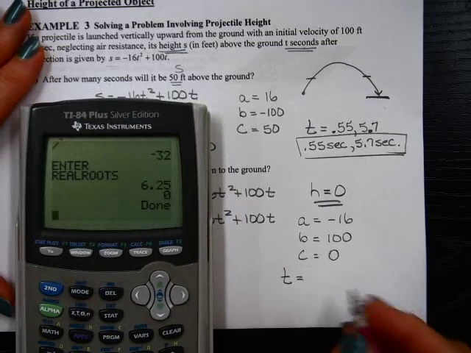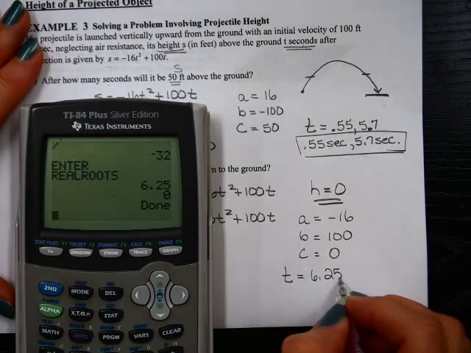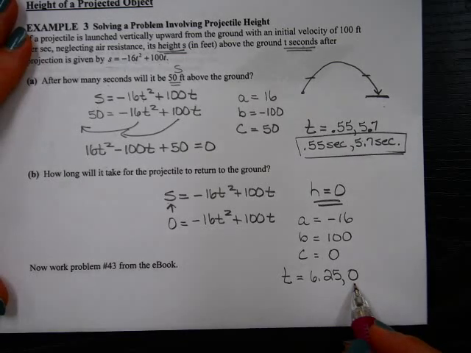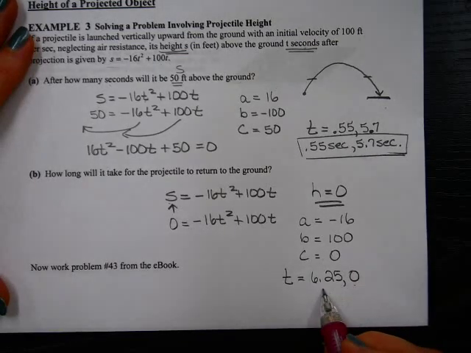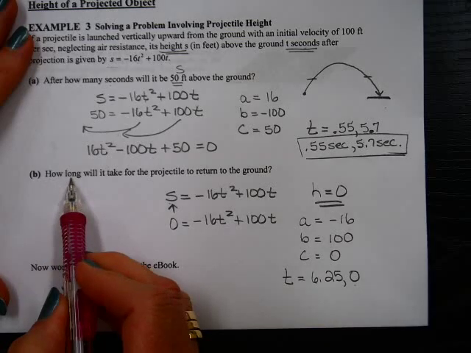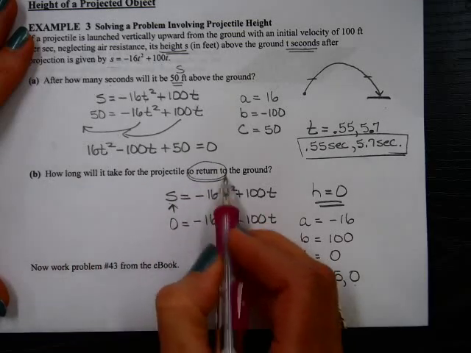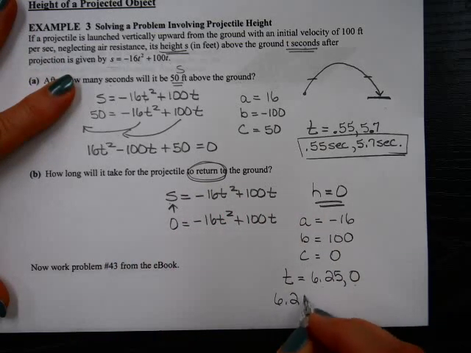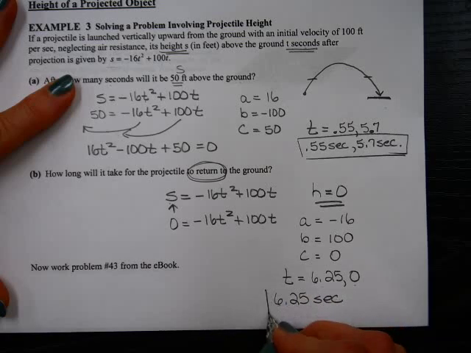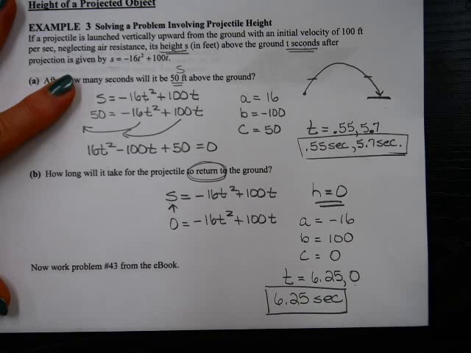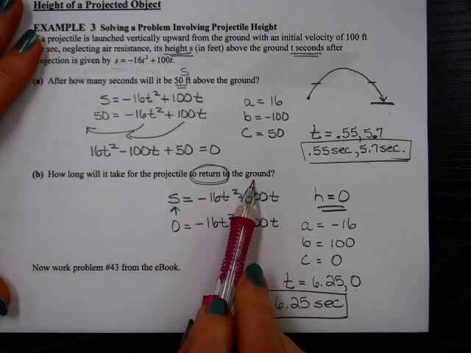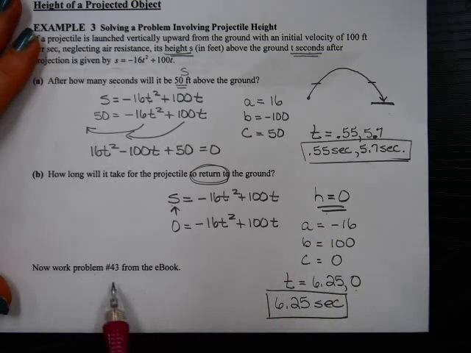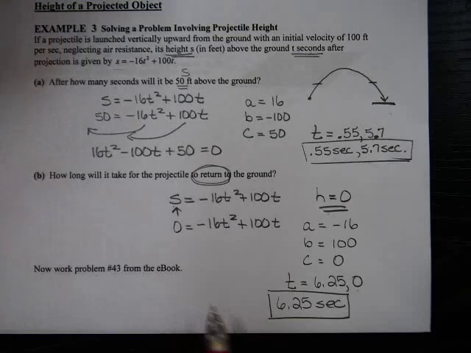And we get two answers again. We get 6.25 and we got 0. Again, two answers, do they make sense? Yes, it starts on the ground, it finishes on the ground, but what they want to know is how long will it take for it to return to the ground? When it returns to the ground, it has been traveling 6.25 seconds. So the answer is 6.25 seconds. And remember, if your projectile is on the ground, its height is 0. So now it would be a good idea for you to stop and work problem 43 from your book.